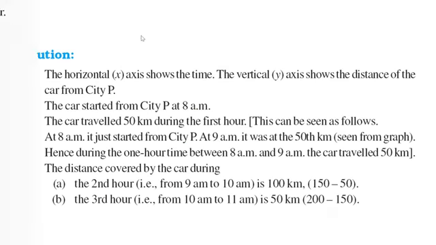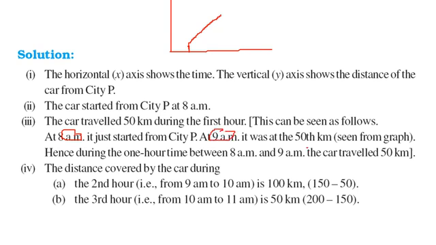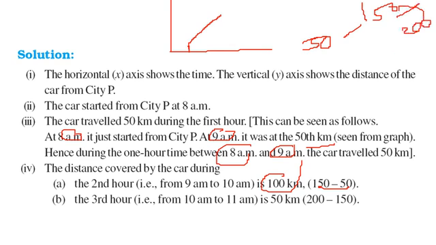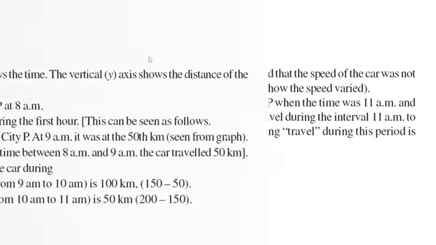So now you can answer each and every question. First of all, the horizontal axis is showing the time, the vertical axis is showing the distance. The car started at 8 a.m. The car traveled 50 at the first hour, then 150 at the second hour, like this. So at 8 a.m. it has just started from the city. At 9 a.m. it went up to 50 kilometers. So during 1 hour, 8 to 9, it traveled 50 kilometers. But at the second hour, from 50 to 150 it traveled. So it traveled 100. Why? Because 50 it has already traveled and then 150. So we just subtract. This is 100. The third hour, from 150 it went up to 200. So 200 minus 150 is 50 kilometers. For the third hour, 10 to 11, it ran for 50 kilometers.